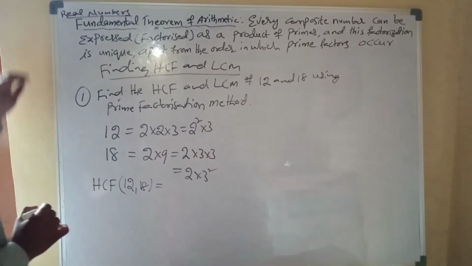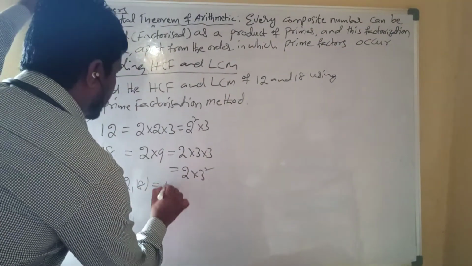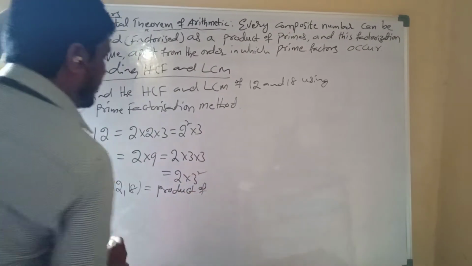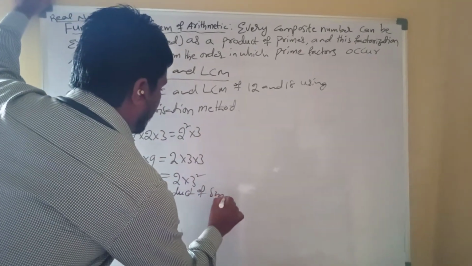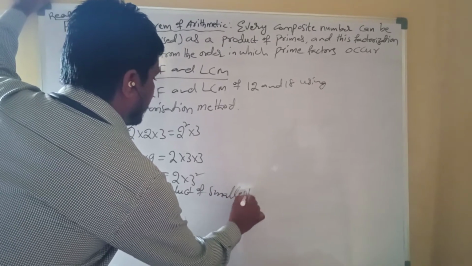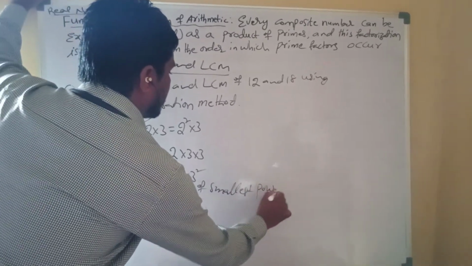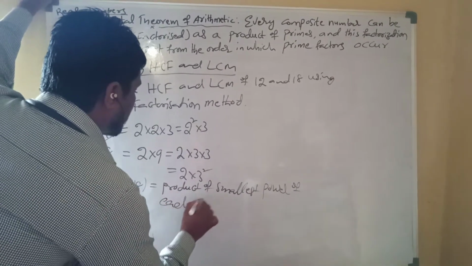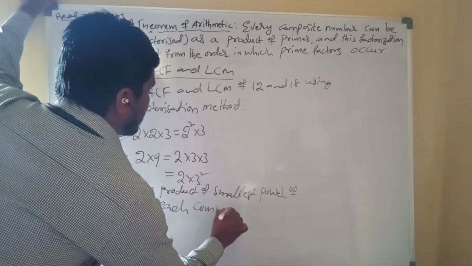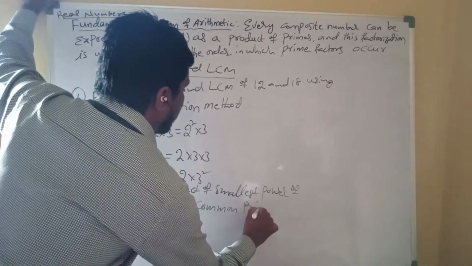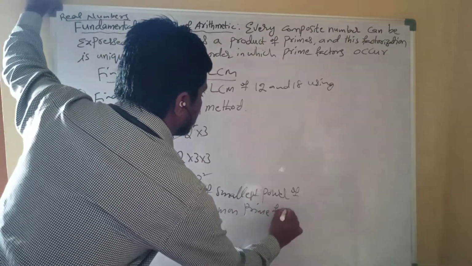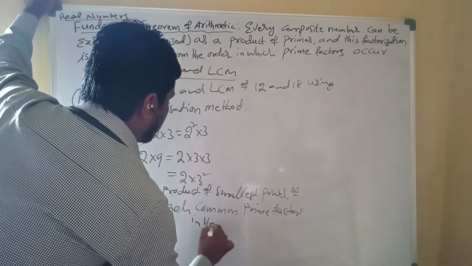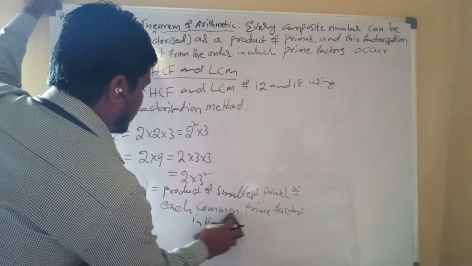And the definition of HCF is the product of the smallest power of each common prime factors in the number, okay.